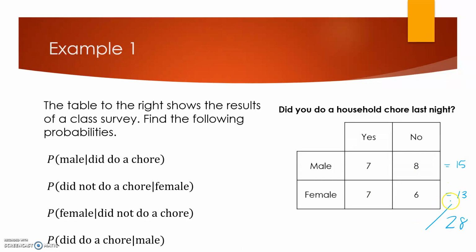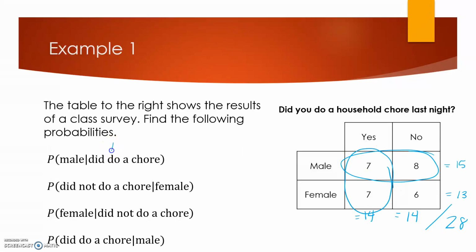I usually use this diagonal line like this just to show that that's the total. And I can double check that. If I add vertically, I should get 14. And if I add vertically here, I should get 14. So those still add up to 28. So if I ask one random person, what's the probability that the person is male given that they did do a chore? So what I'm going to do is say, all right, let me look at my male category, but I also need to look at my yes category.